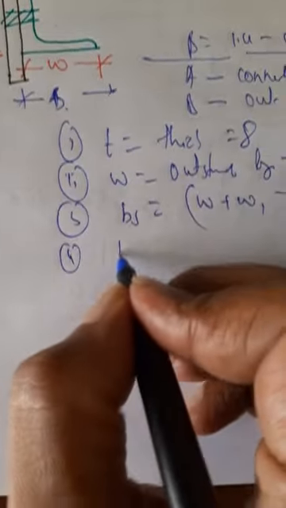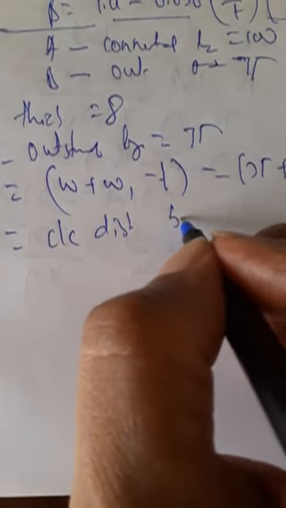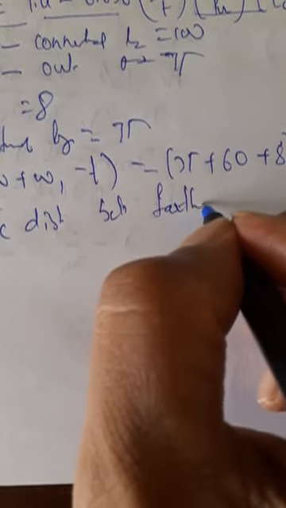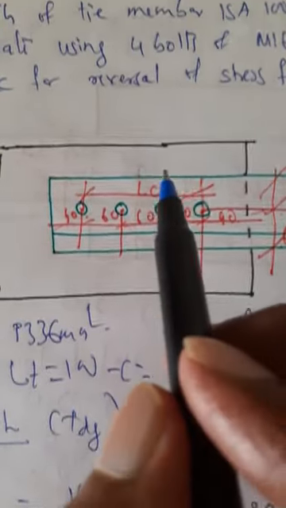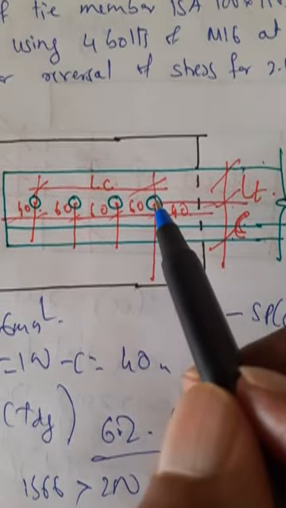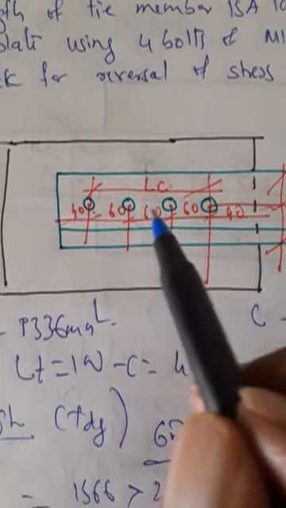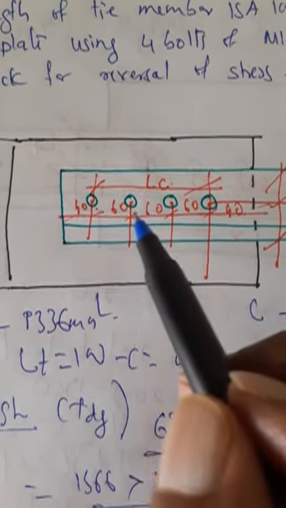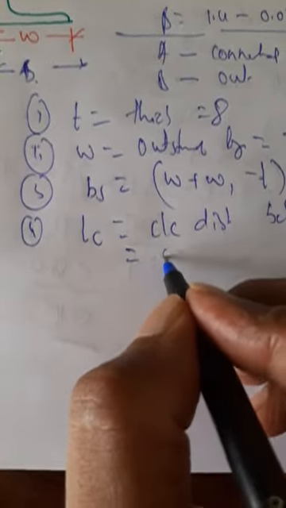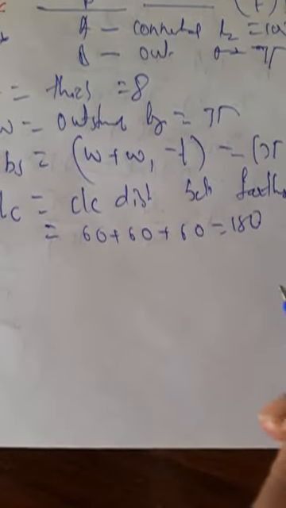Fourth, LC, center to center distance between farthest bolts. Go to this diagram. This distance, center of this bolt to center of this bolt, is LC, and this LC is nothing but 3 into pitch distance. In this case, 60 plus 60 plus 60. So LC is equal to 60 plus 60 plus 60 is equal to 180.